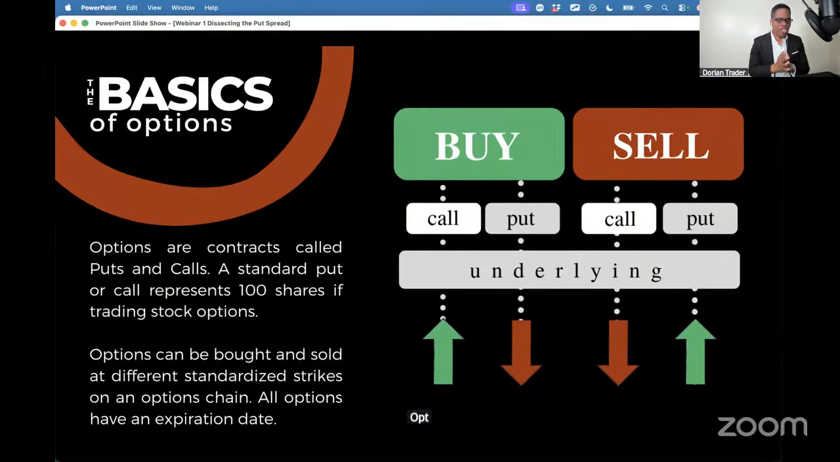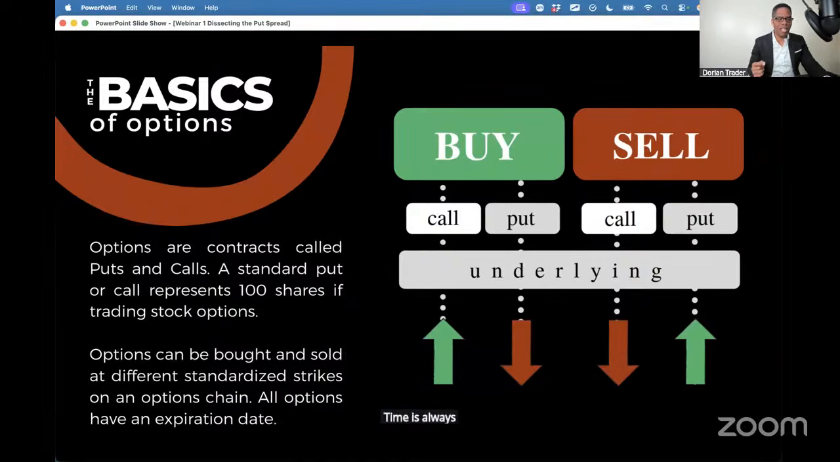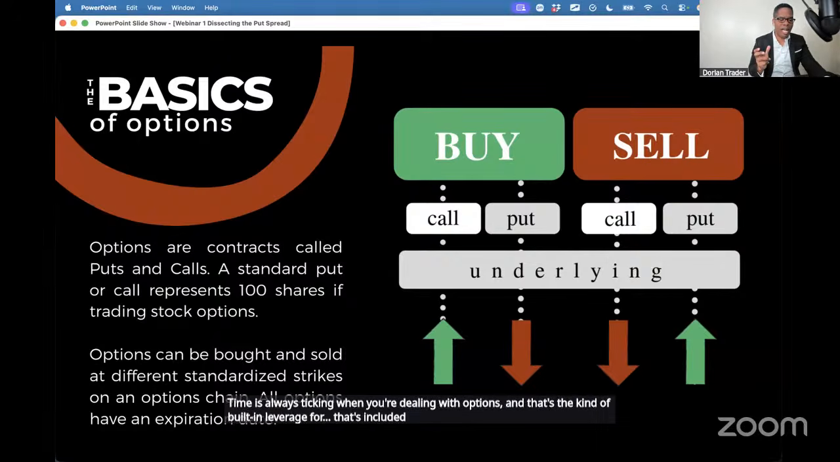Options can be bought and sold at different standardized strikes on an option chain. We're going to go over the option chain in just a second. All options have an expiration date, so options can expire today, tomorrow, or years from now, but they will expire. Time is always ticking when you're dealing with options, and that's the kind of built-in leverage that's included in options.